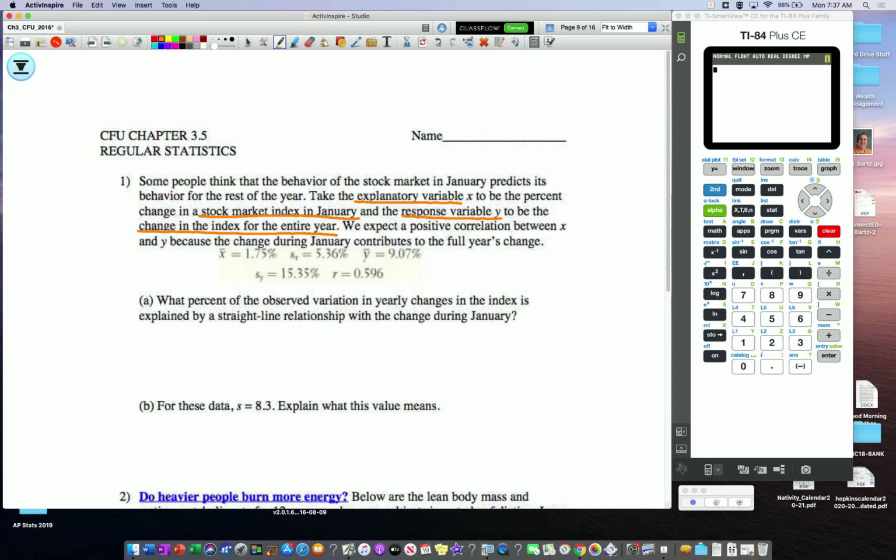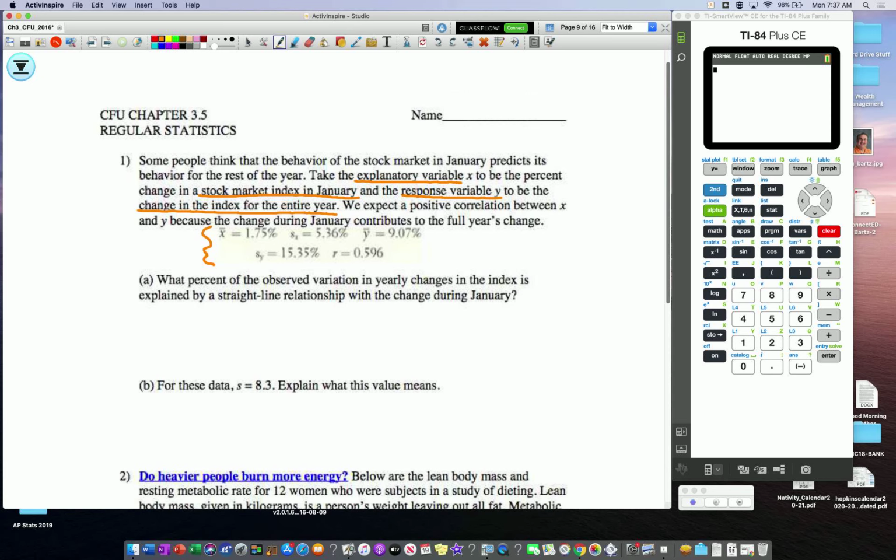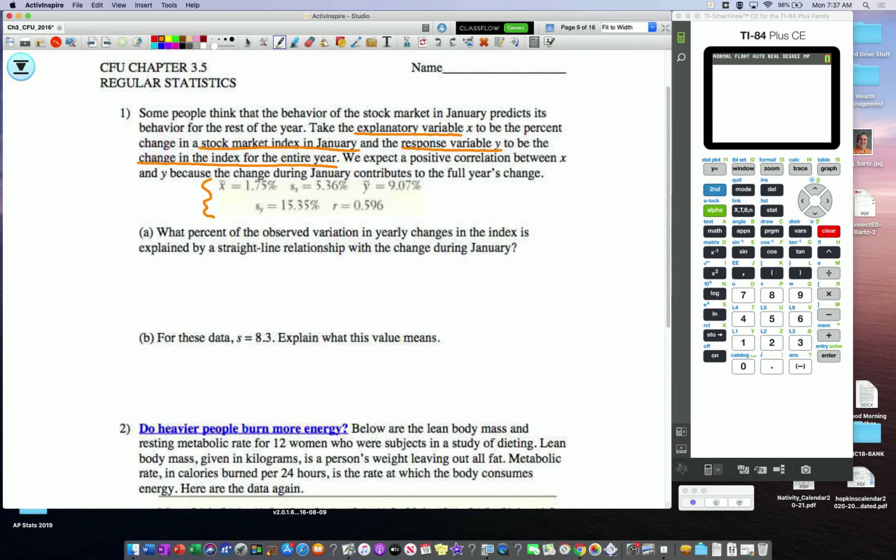It says we expect a positive correlation between X and Y because the change during January contributes to the full year change. So here is the summary data collected. Part A asks what percent of the observed variation in yearly changes in the index is explained by the straight line relationship with the change during January.